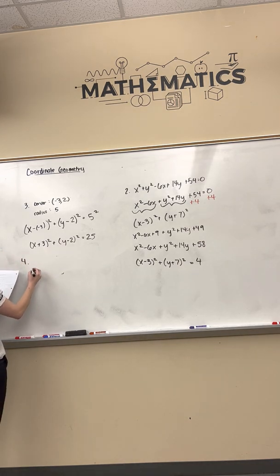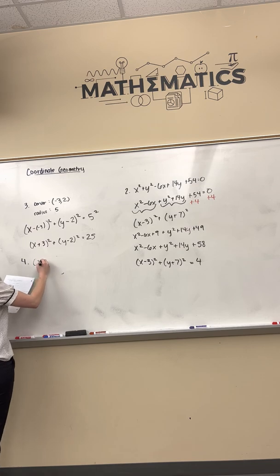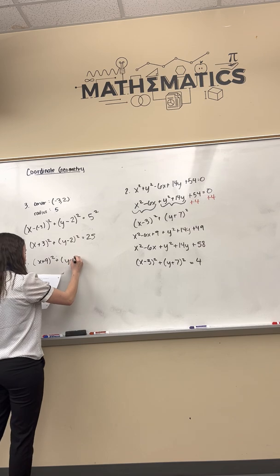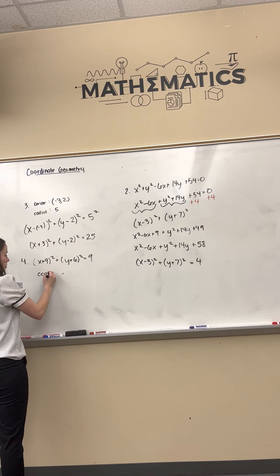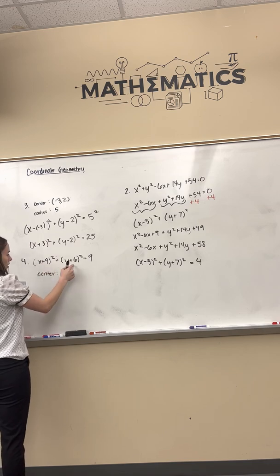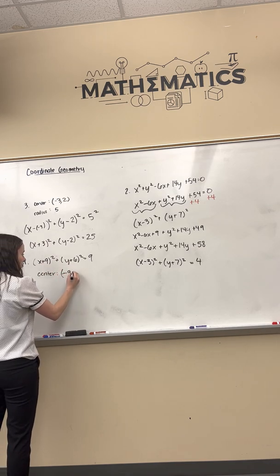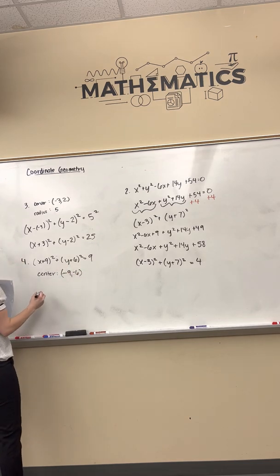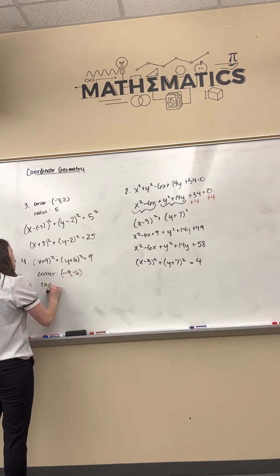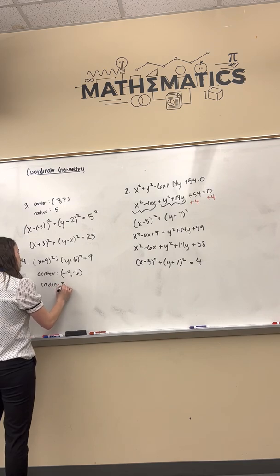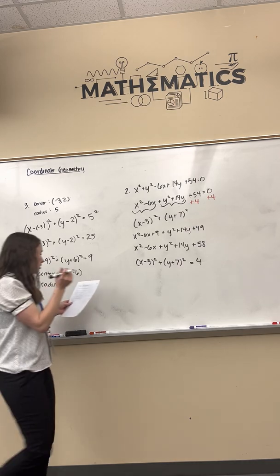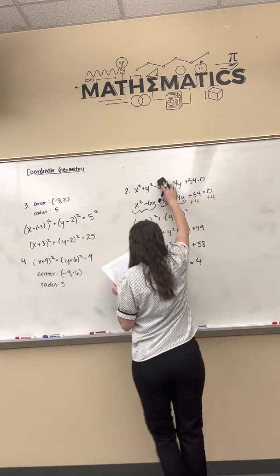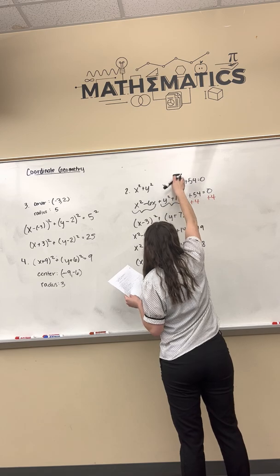The next question asks, what is the center and radius of this equation? Okay, well, our center is at negative 9, negative 6. Remember, we're doing the opposite sign because it's inside parentheses. And the radius is 3 because 3 squared is 9. Cool. Now I just have one more question that's just a little bit trickier.